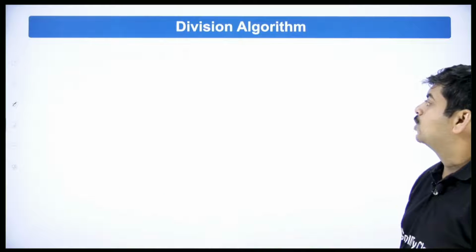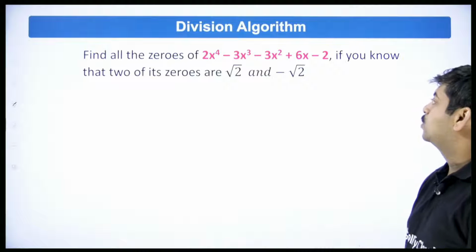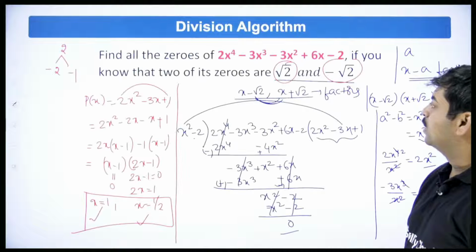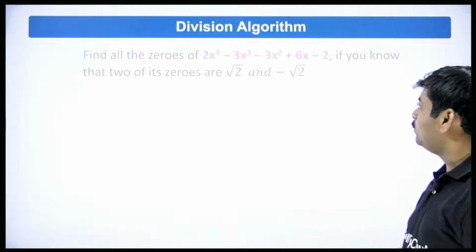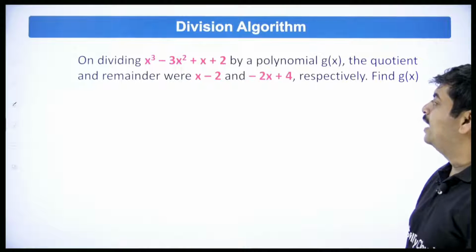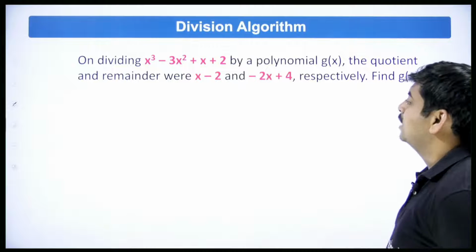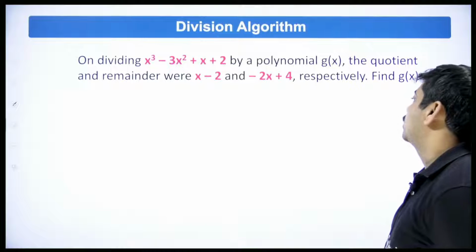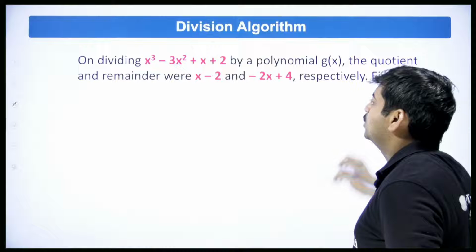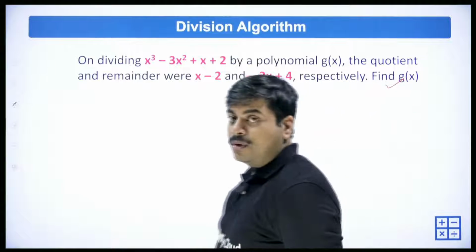So let's take one more question. Find all the zeros of the same question, I guess, right? 2x cube, same question. Let's move forward. On dividing x cube minus 3x square plus x plus 2 by a polynomial, the quotient and remainder were x minus 2 and minus 2x plus 4 respectively. Find g of x.